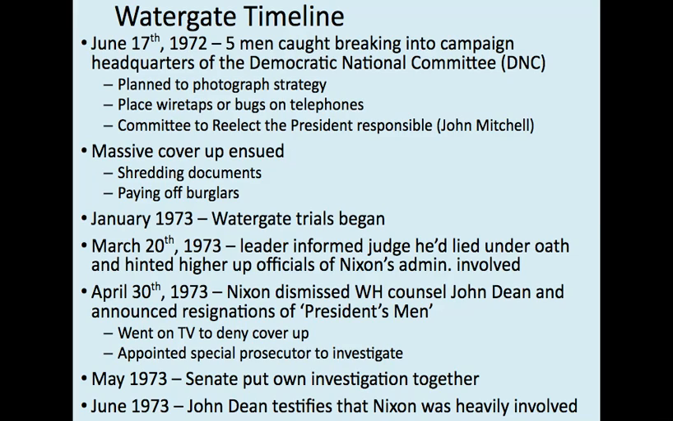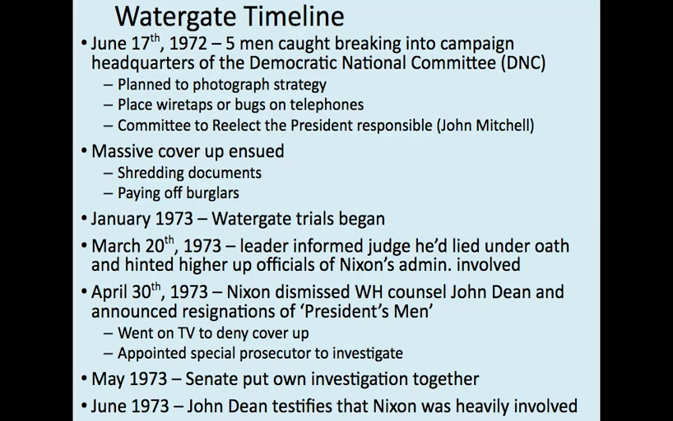About a month or so later, Nixon is going to fire one of his president's men, John Dean. And then he announces the resignations of all the rest of them, right? When he does this, it's looked at as a pretty suspicious sort of maneuver. After he fires his closest advisors, he goes on TV. Again, this whole thing is covered on television every day. It's like the leading news story for an entire year.